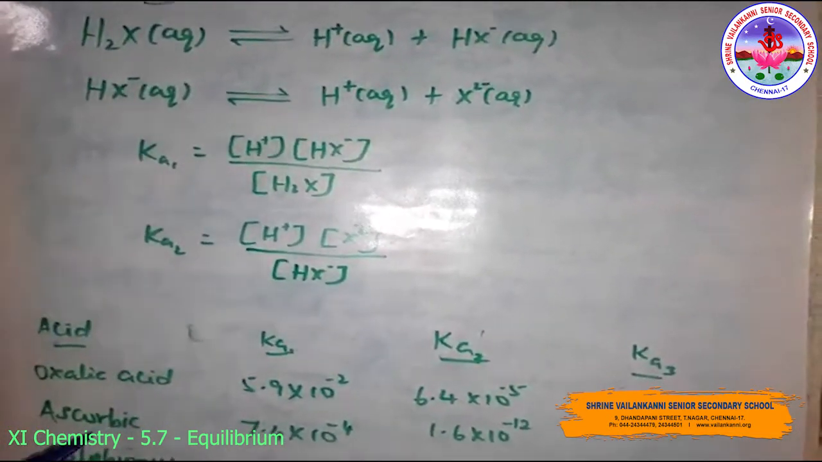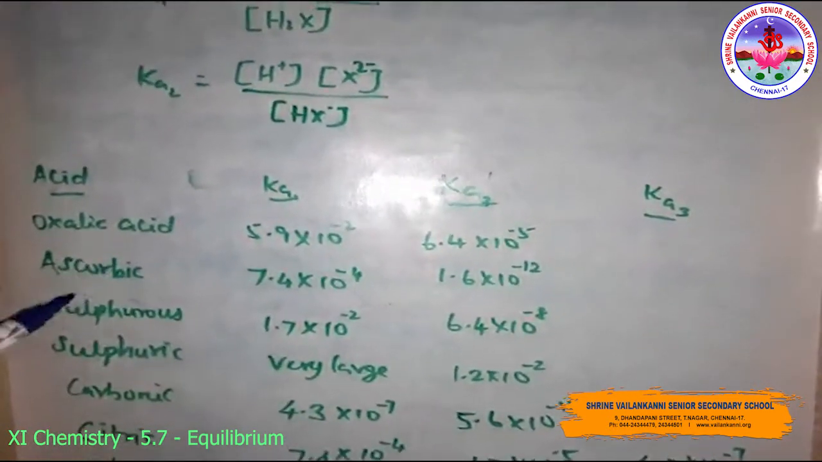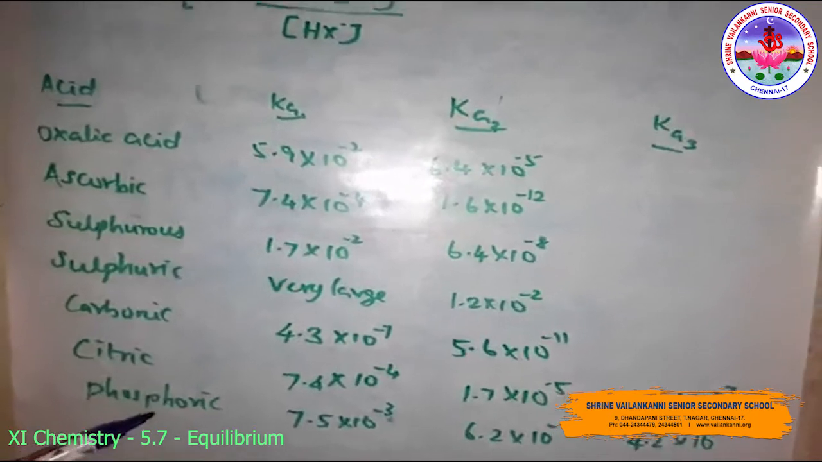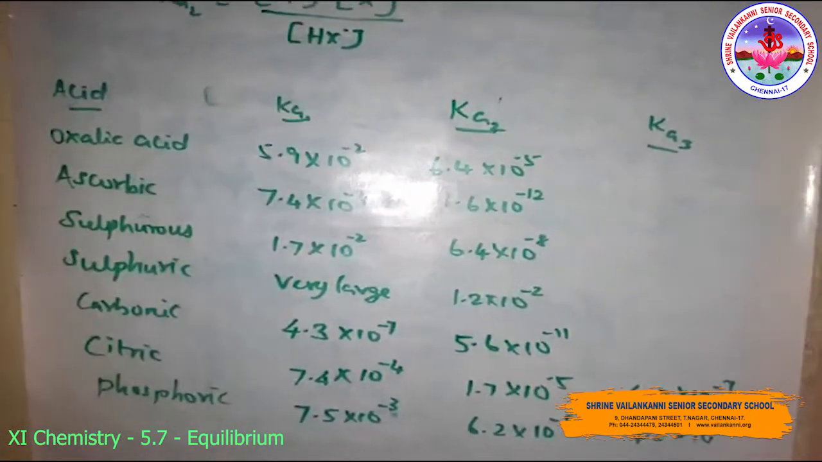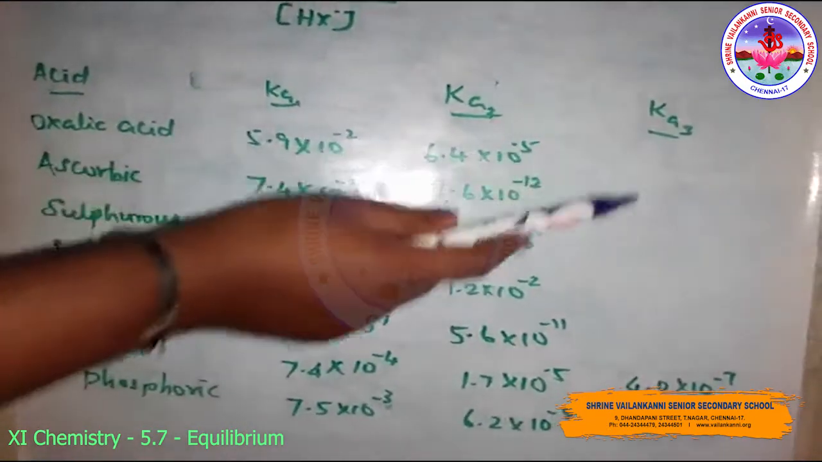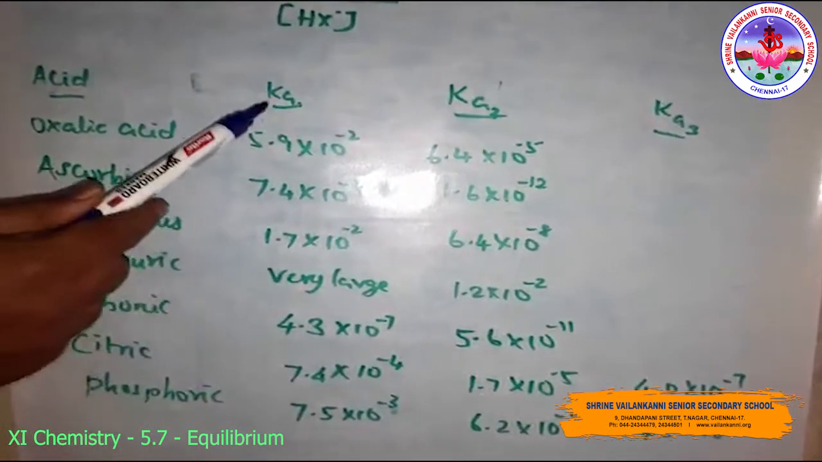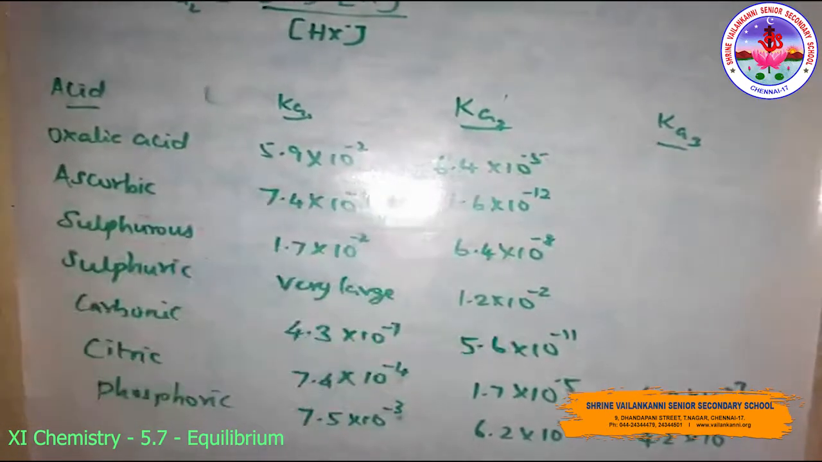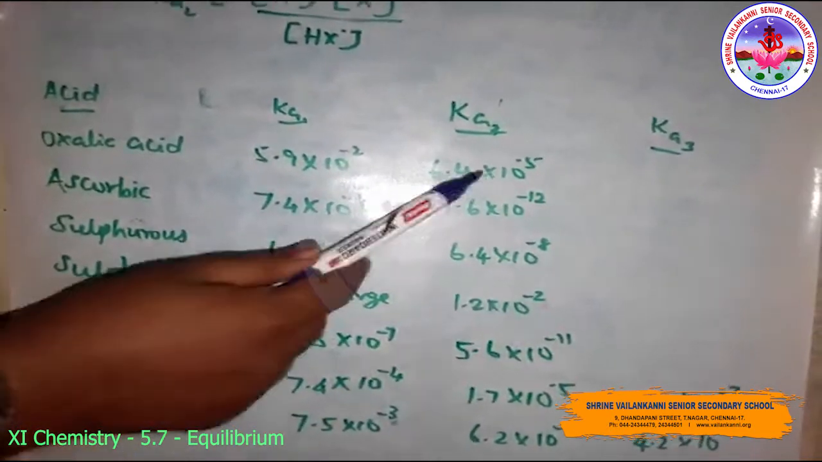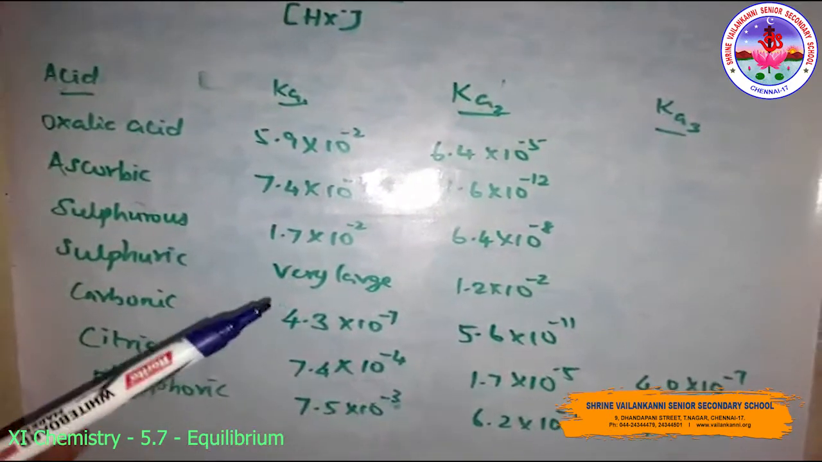Some of the ionization constants for acids are given in this table: oxalic acid, ascorbic acid, sulfurous acid, sulfuric acid, carbonic acid, citric acid, and phosphoric acid, with the values of Ka1, Ka2, and Ka3. It can be seen that the higher-order ionization constants, Ka2 and Ka3, are smaller than the lower ionization constant.